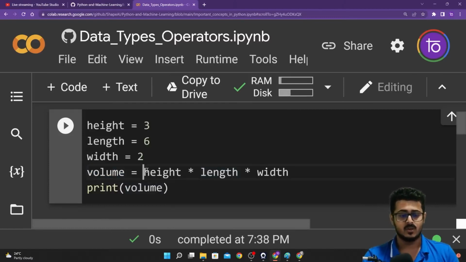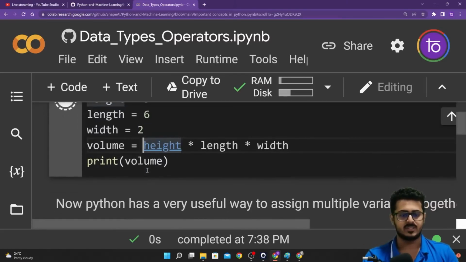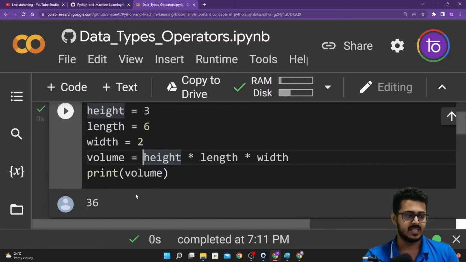So volume equals height into length into width, as you are able to see right over here. We are calculating 3 into 6 into 2, that is 36. As soon as I print volume, you are able to see that we are getting 36 printed out right over here. Are you guys able to understand this? Please do let me know.